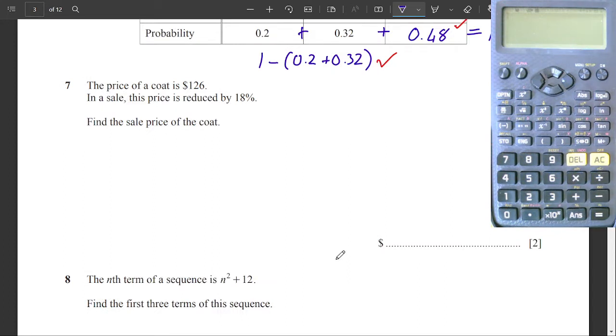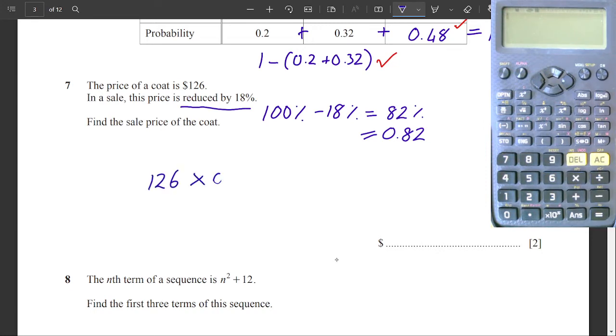Right, question 7 is straightforward. Remember, with percentages, it's always the same. When you reduce something by 18%, you're taking 100%, the full price of the object, and you're taking away 18% of that, which means you'll end up with 82% of the original price, which as a decimal or a multiplier is 0.82. So all we have to do here is, because we're moving forward in time, we want to know the new price, the sale price. We need to do 126 times 0.82, and we got the correct answer.